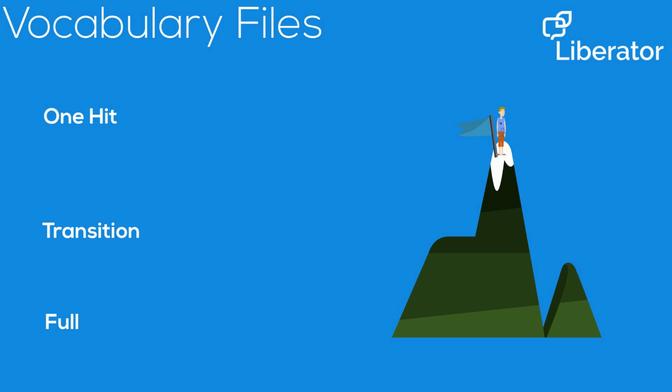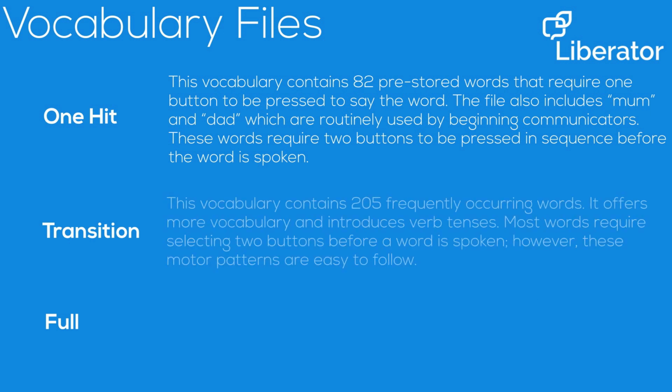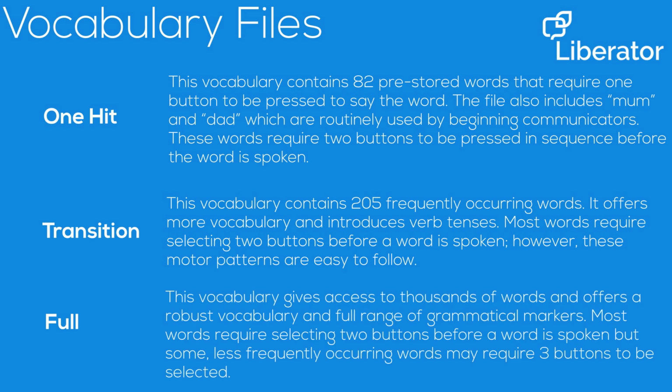The 3 vocabularies are a one-hit vocabulary, which contains 82 pre-stored words that require one button to be pressed to say the word, a transition vocabulary, which contains 205 frequently occurring words. It starts to offer more vocabulary and introduces verb tenses, and the full version, which gives access to thousands of words and offers a robust vocabulary and full range of grammatical markers.